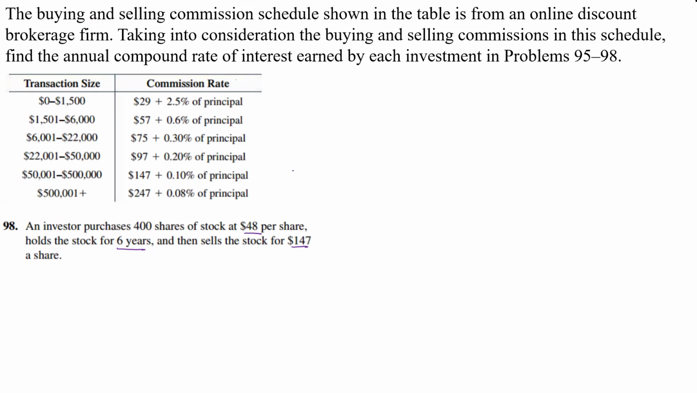All right. So what are we going to do? Well, first off, we have to figure out the purchase and sales. How many shares was it again? 400 shares. So we'll take 400 times $48 a share. On the calculator, 48 times 400 is 19,200. That's to purchase. And to sell, we're taking the same 400 shares, but selling them for $147 a share. So 147 times 400 is 58,800. All right, so that's how much it is to sell.